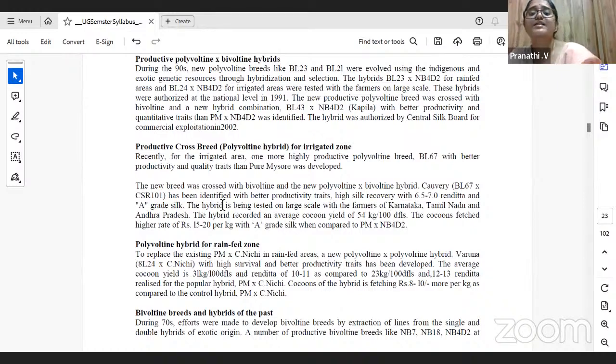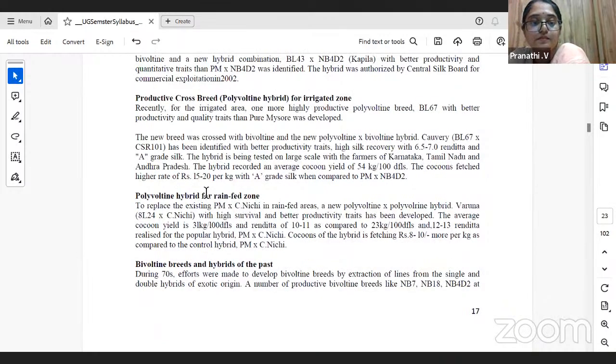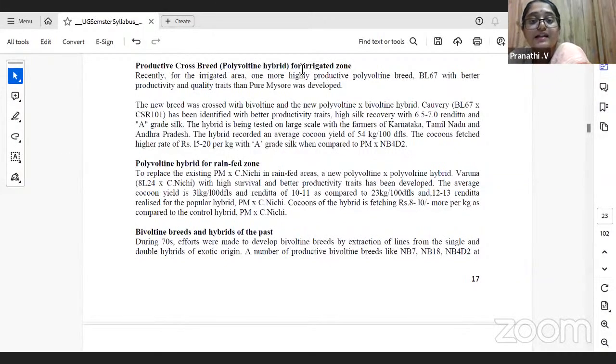And this hybrid is tested on a large scale, especially in Karnataka, Tamil Nadu, and AP. So the highest of this hybrid recorded an average cocoon yield of 54 kilos per 100 DFLs, and your cocoons fetched a higher rate of 15 to 20 per kilo with an A grade silk certificate as compared to the PM crossed with your NB4D2 type. That is your Kapila. So again, this is there in the irrigated zone.